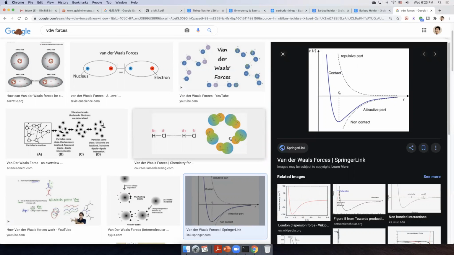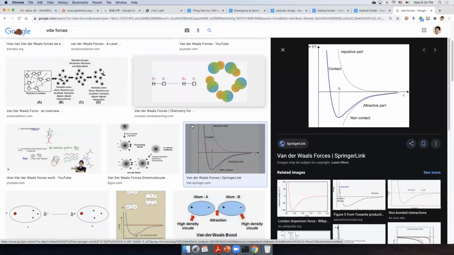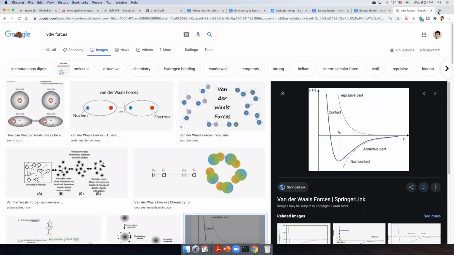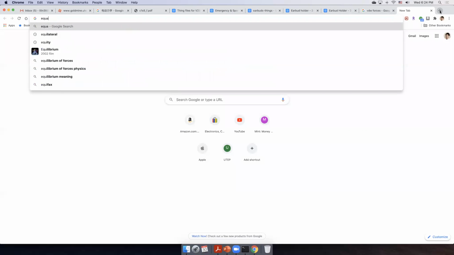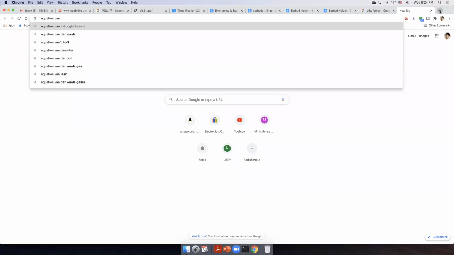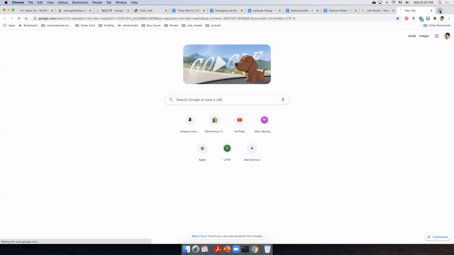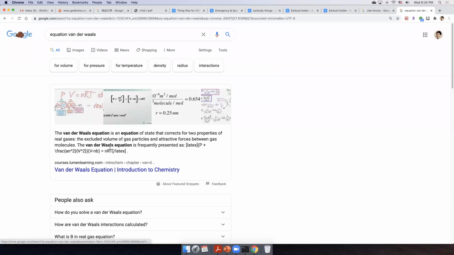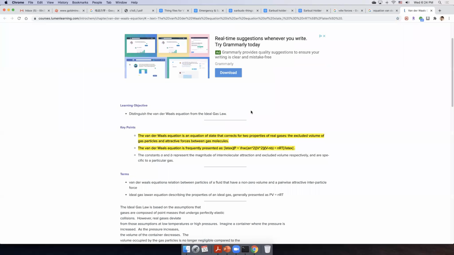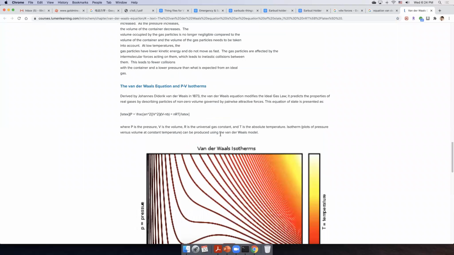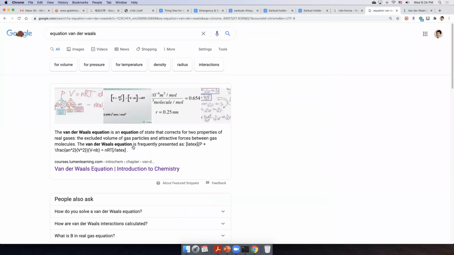Do you know what is the equation for van der Waals forces? The equation for van der Waals, there are several different types of equations that describe van der Waals interaction, but the most popular one is the Lennard-Jones equation or 6-12 equation.